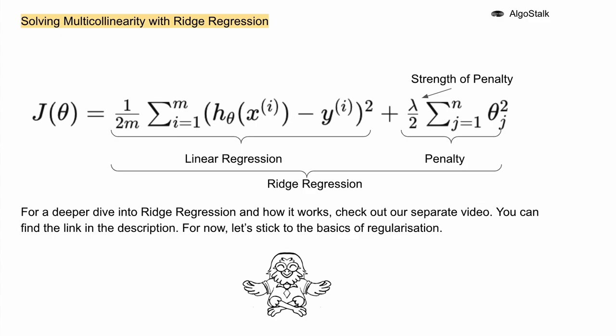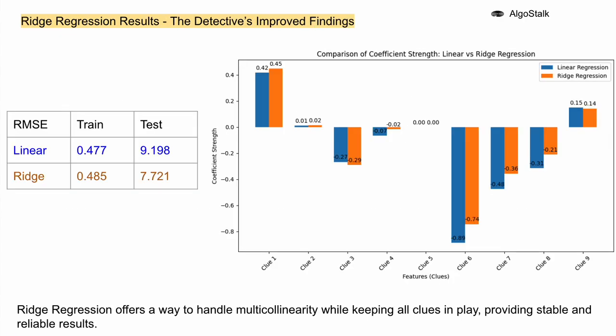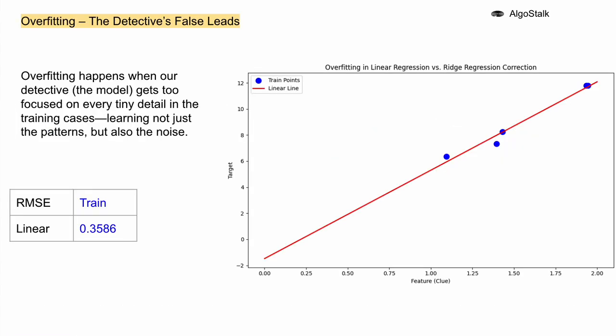For now, let's stick to the basics of regularization. Ridge regression offers a way to handle multicollinearity while keeping all clues in play, providing stable and reliable results. Now we understand multicollinearity. Let's move to overfitting.